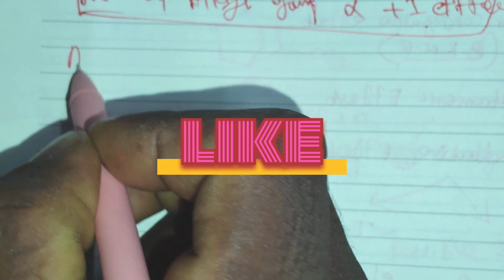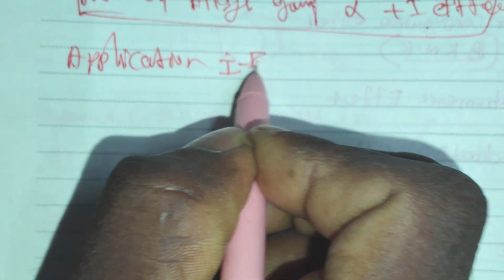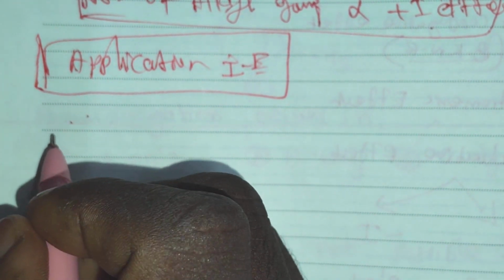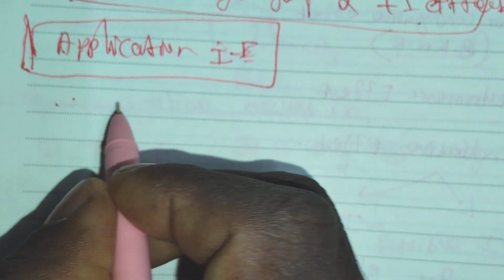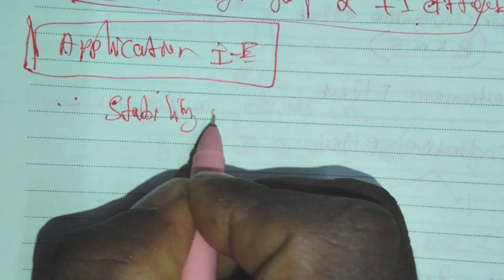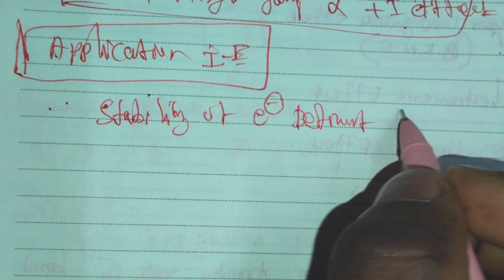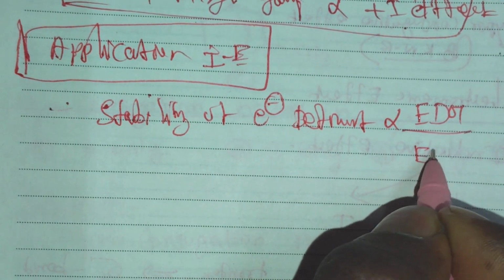Okay. Next, the application of the plus I effect. The application of the I effect generally means the stability of carbocations, carbanions and free radicals, which we can explain here. For example, the stability of carbocations: the stability of electron deficient species is directly proportional to electron donating groups and inversely proportional to electron withdrawing groups.